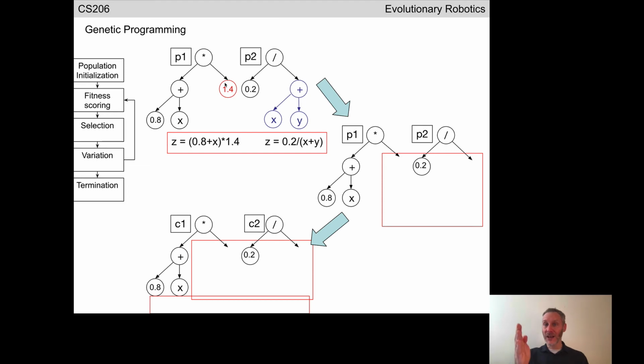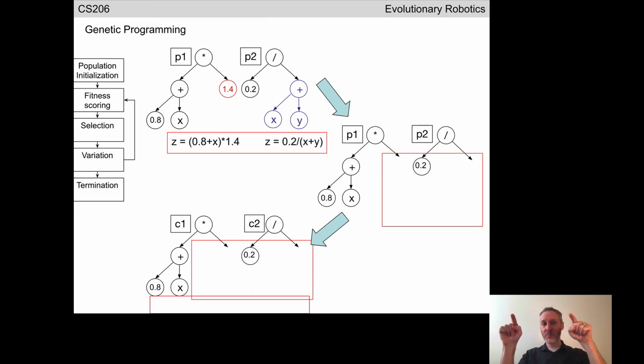This is going to be the cut point where we're going to combine genetic material. So that's why I've colored this node red in P1. That's the point where we're going to combine things. And I've chosen the plus node in P2, which is the other place where we're going to make a change.